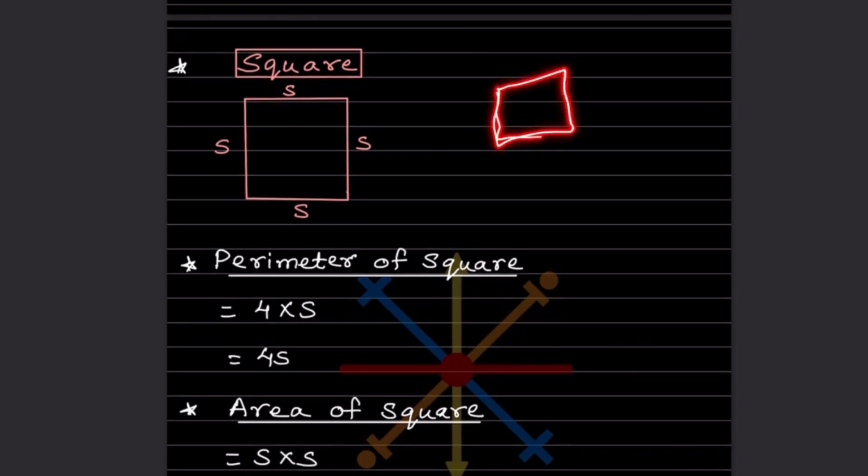Now if we take a square, all the sides are the same. Suppose this is 4, this also should be 4, this also 4, and this also 4. Perimeter, as I told you, is nothing but the sum. So we write 4 multiplied by S, or S plus S plus S plus S, that is 4 times S, which is 4S. The area you take only one side and the other side and multiply them, S into S, which is S square. So see the difference between the perimeter of a square and the area of a square.